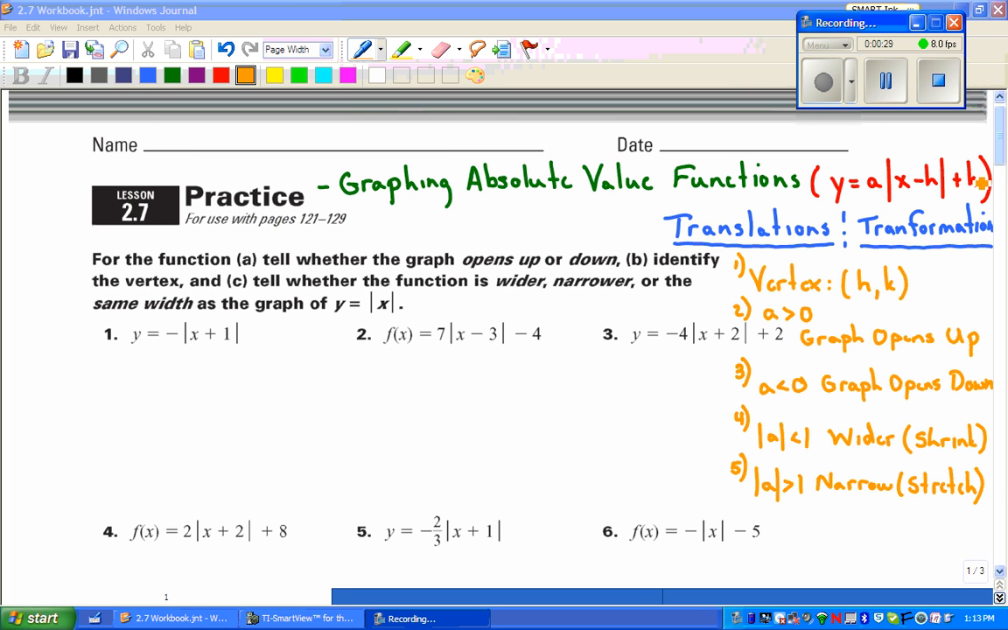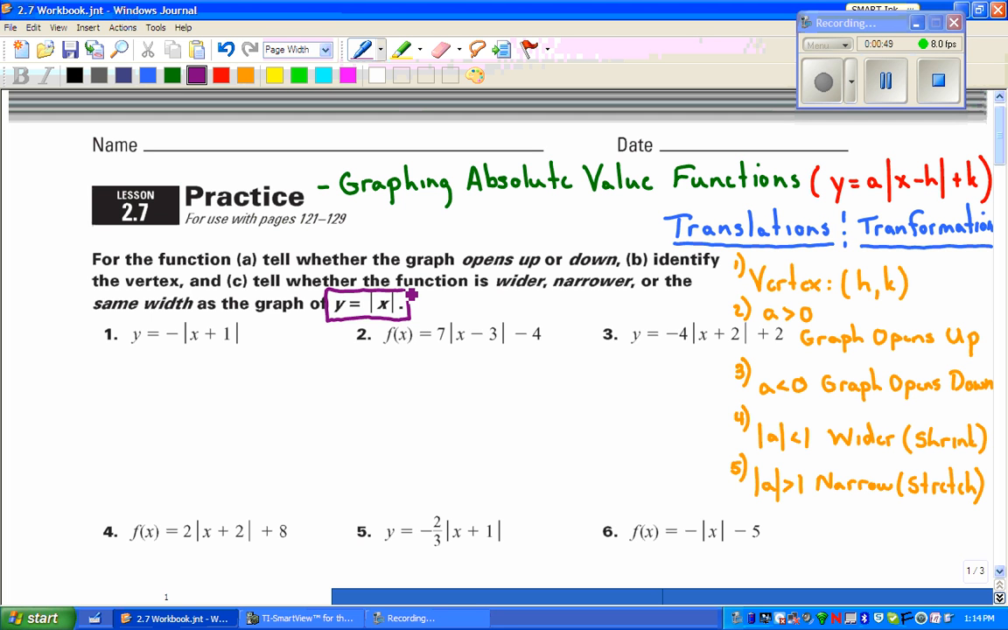Okay? So what I've done here is I've put a list of all the translations and transformations that we can actually have when we're talking about absolute value functions. And before we talk about these translations and transformations, it's really important to realize that this equation right here, y is equal to the absolute value of x, is known as your parent function. Every single thing that we're going to do, the translations and the transformations that we're going to make, we're going to relate to this parent function, okay?